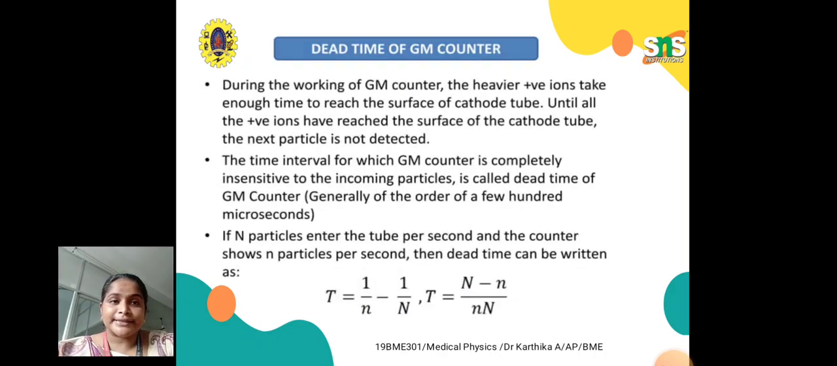Here we have the dead time of the GM counter. Here T equals 1/n minus 1/N, so T equals (N minus n)/(n times N). Here capital N is the number of particles entering the tube per second, and the counter shows small n particles per second. So the dead time is T equals (N minus n)/(n multiplied by N).